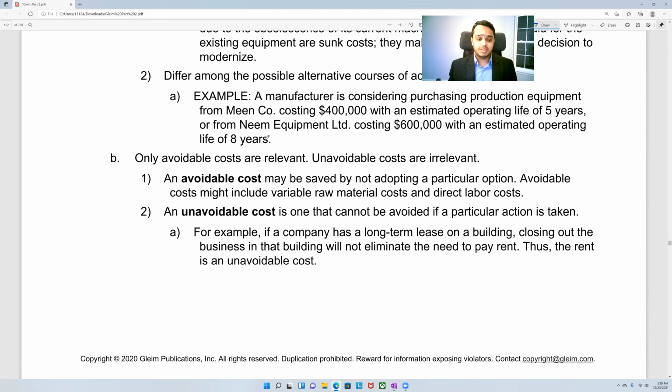Now, moving forward, you have avoidable costs and unavoidable costs. What do you need to do with these? See, unavoidable costs are irrelevant. Why? Because they are going to be there. But avoidable costs, things which you can forego, you need to make sure you have a concern over it.